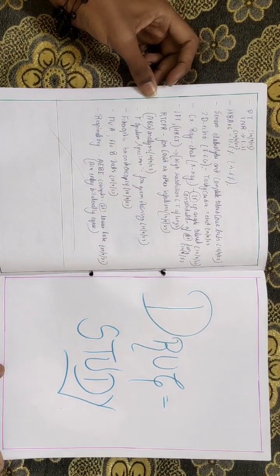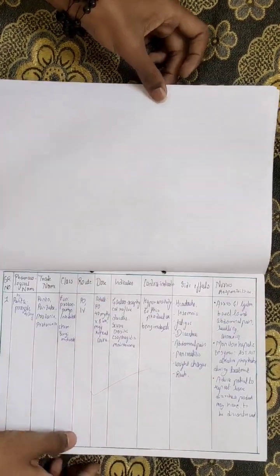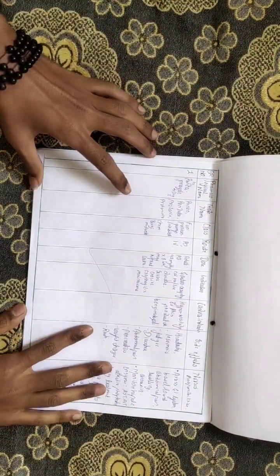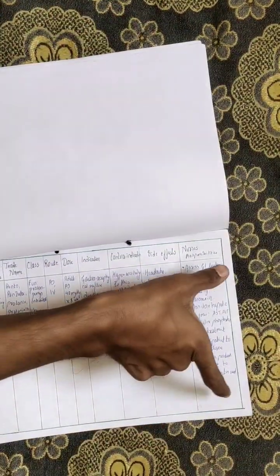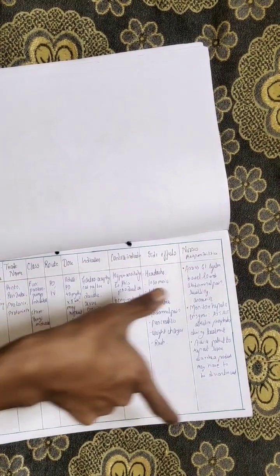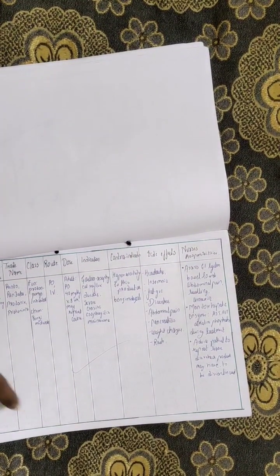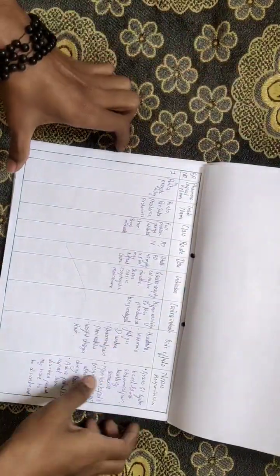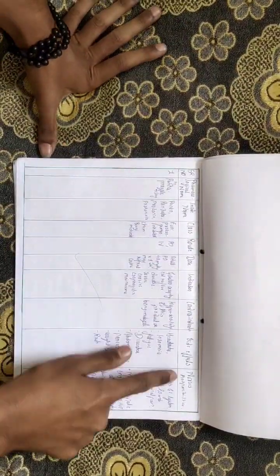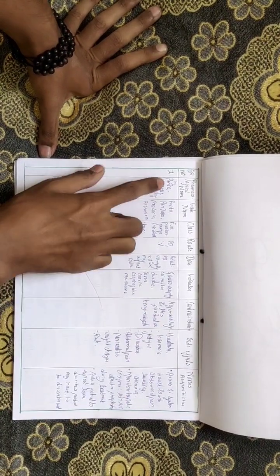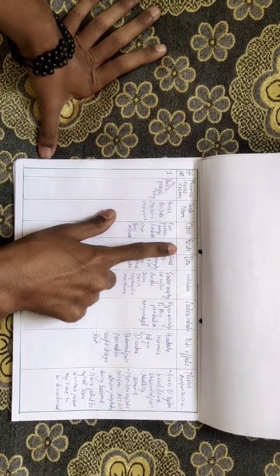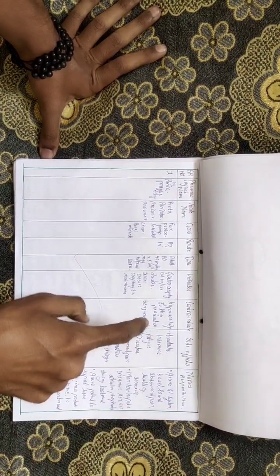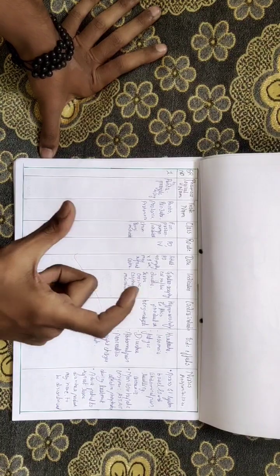Now coming to the drug study, whatever drugs were given to my patient. So this is the format of writing the drug study. Drug study must not be written in a portrait format, like the vertical format. It should always be written in a horizontal format. These are the things you have to write for any drug: pharmacological name, trade name, class, route, dose, indication, contraindication, side effects, nursing responsibility. One more you can add over here, that is the mechanism of action of that particular drug.